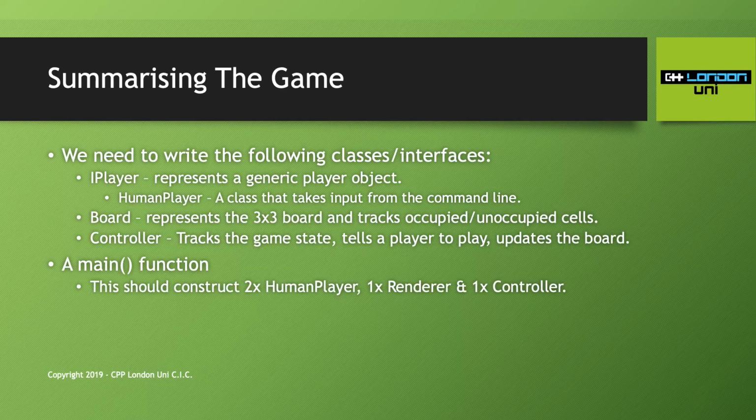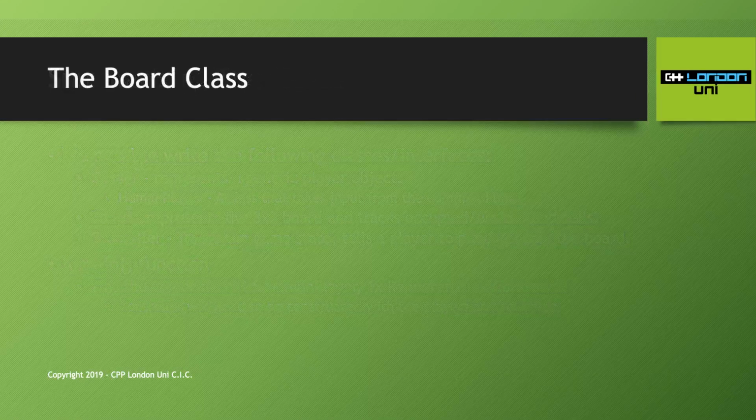So in the main, we'll just construct 2 instances of the human player class, because we've got 2 players, 1 instance of the renderer class, 1 instance of the controller class. And then the controller class really is the thing that's bringing it all together. The controller will take both of the references to both of the players and the renderer, and it's going to coordinate everything together. So let's just quickly talk about the board class.